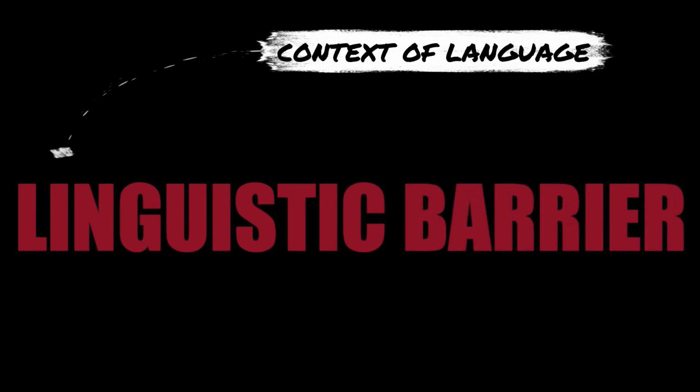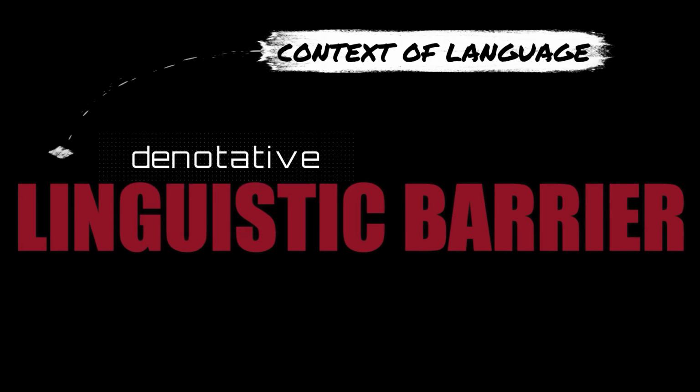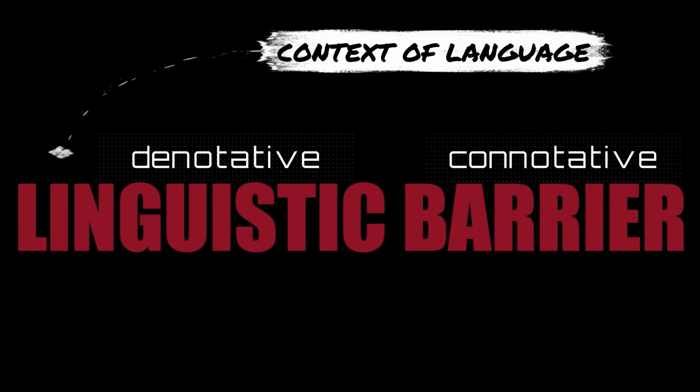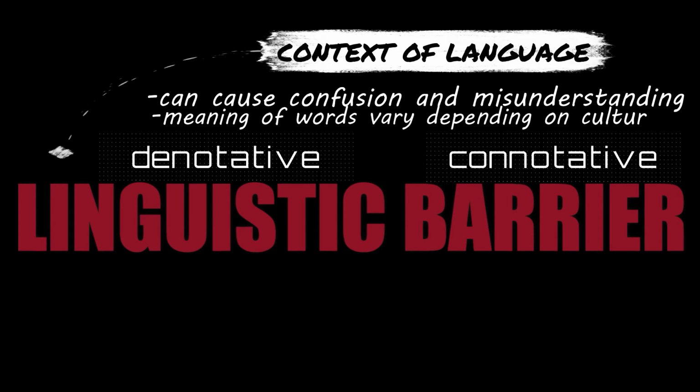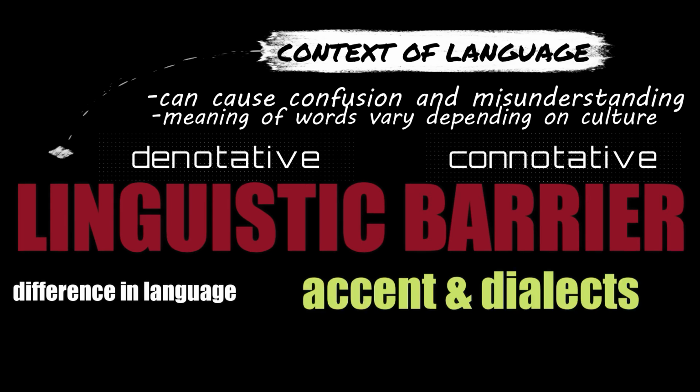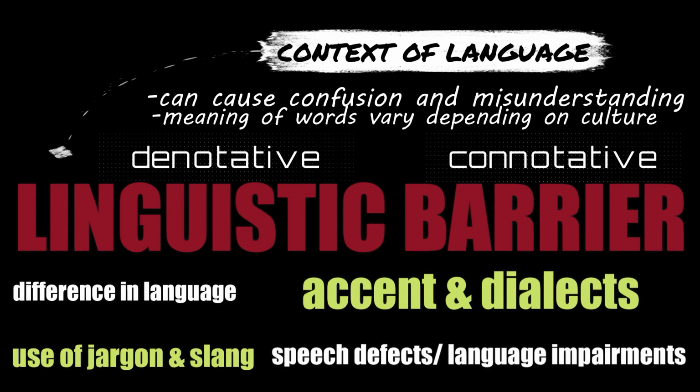Linguistic barriers pertain to conflicts with regard to language and word meanings. Because words carry denotative and connotative meanings, they can sometimes cause confusion and misunderstanding. Meaning of words and symbols also vary depending on culture. Examples: difference in language, accent and dialect, use of jargon and slang, speech defects or language impairments.